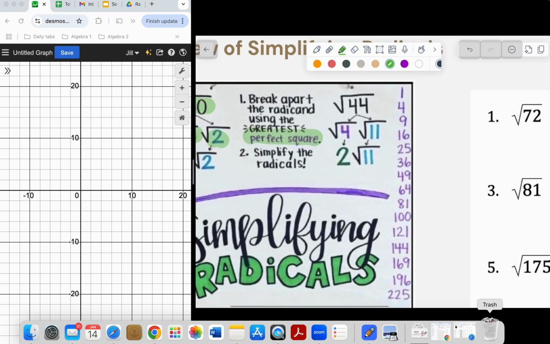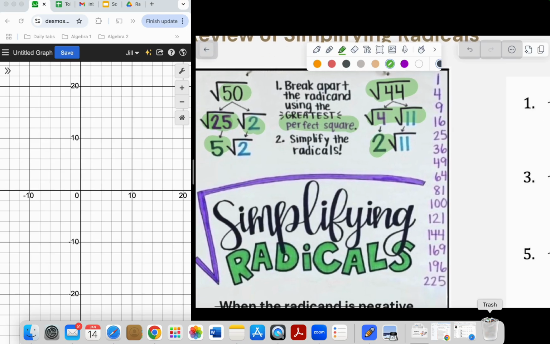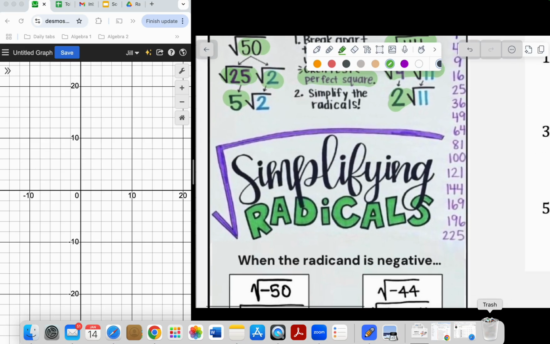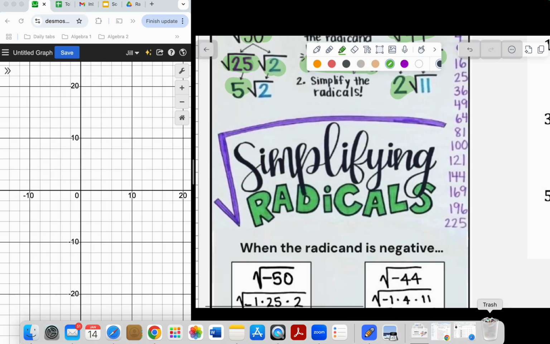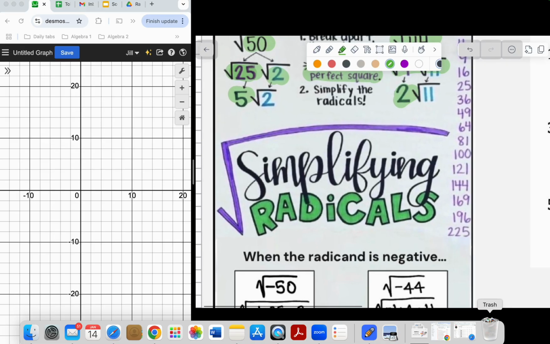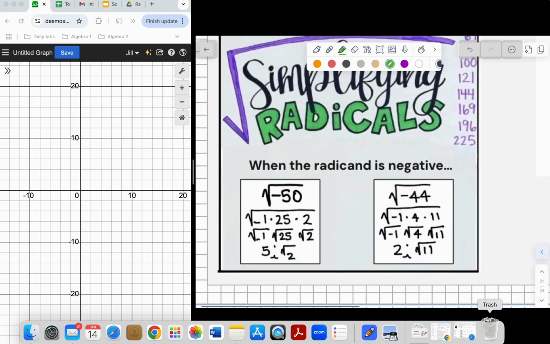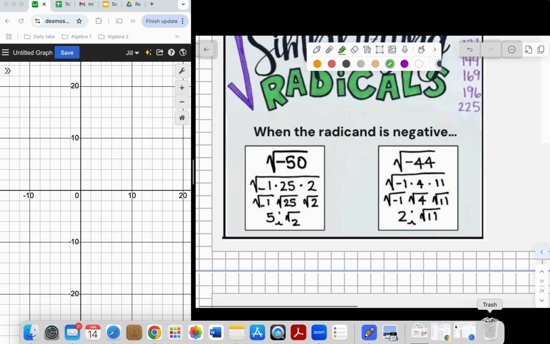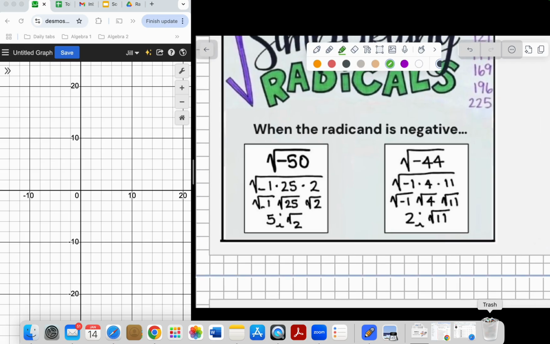Then we move to another example, the square root of 44. We're just going to break this up into the square root of 4 times the square root of 11. Again, we could have broken it up into 2 and 22, but that's not helpful because it's no perfect square. So you always want to use a perfect square. Then underneath, the only difference between this one and the one on the left that we just did, the square root of 50, is that this is negative 50, the square root of negative 50.